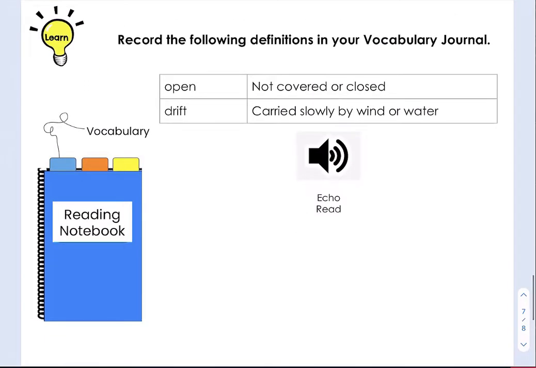You need your reading notebook. We're going to use the vocabulary section. And we're going to add the word open and the word drift. So the definition that we'll use for open is not covered or closed. And for drift, we will use carried slowly by wind or water. Now in our book, drift is used with the wind carrying the clouds very slowly. So add those two words and their meanings or their definitions to your vocabulary journal. If you need to pause the video here to do that, you may.